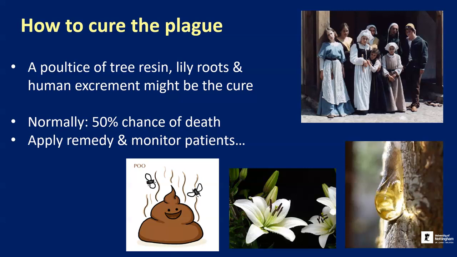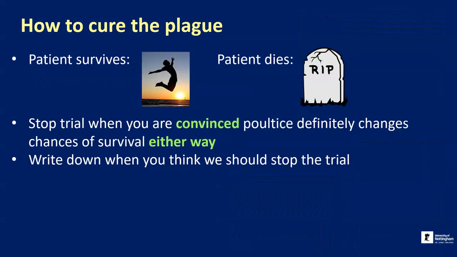Because we're good scientists, we're going to do an experiment, and we're going to apply this poultice to half of the patients that we've got, and maybe keep a control group that are untreated, and then look at the patients who've been treated to see what happens to them. So that's what we're going to do. And we're going to look at the data. And the data come in a categorical form.